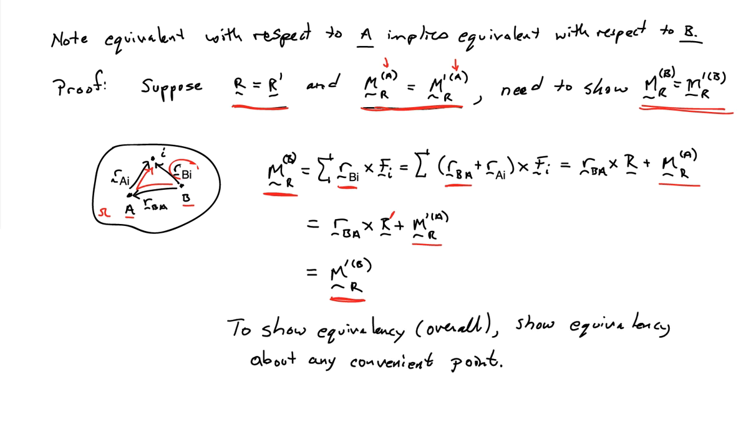So really, to show equivalency in an overall sense, all you have to do is show equivalency about any convenient point. You get to pick the point. You pick something that's convenient to do the calculations with respect to, and that allows you to show equivalency.